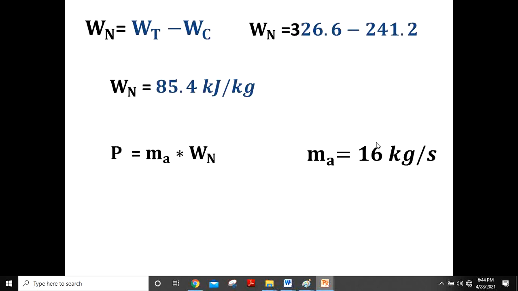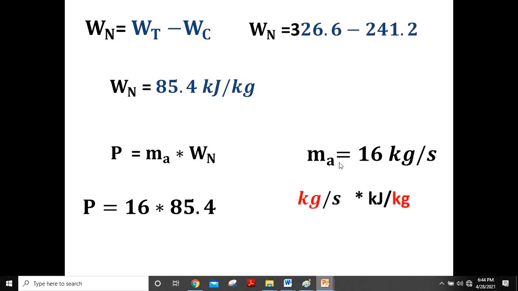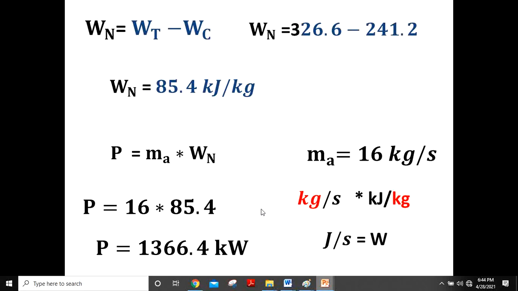Mass flow rate is given in terms of kg per second. Therefore, 16 into 85.4, this value I put. See, this is in terms of kg per second, mass flow rate. Kilojoules per kg, that is net work. See, kg will get cancelled. Kilojoules per second will be there, in terms of watts, kilowatts, that is 1366.4 kilowatts. From where does this kilo come? Here it is kilo. Same thing. Therefore, joules per second is equal to watt.